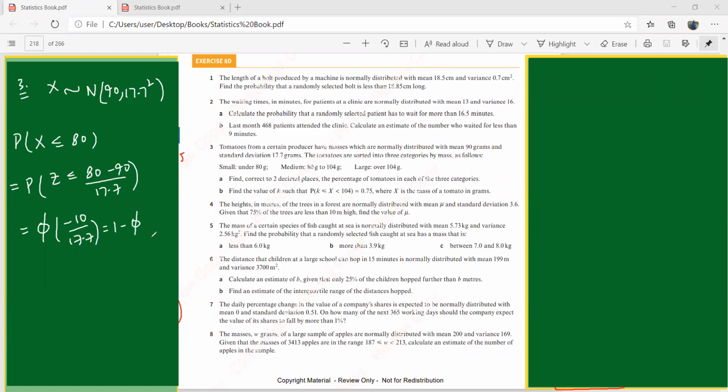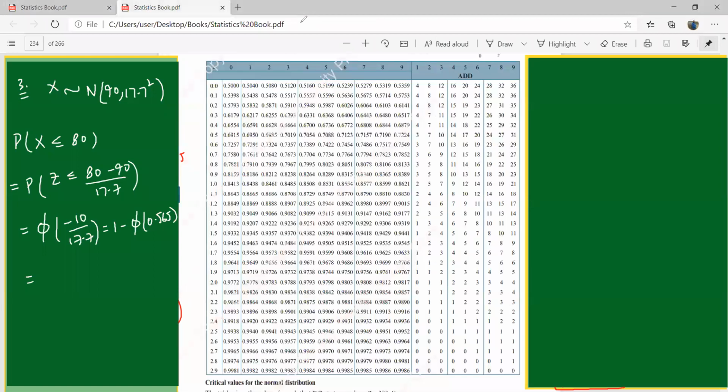So that is 0.565. Okay, let's go to the table. Phi of 0.565, 0.56, and here it is 5. Okay, this is 0.714.